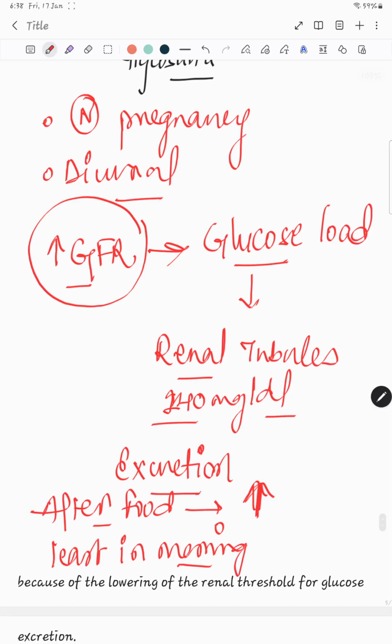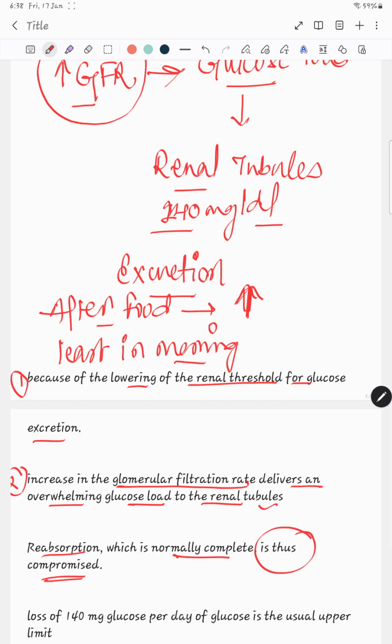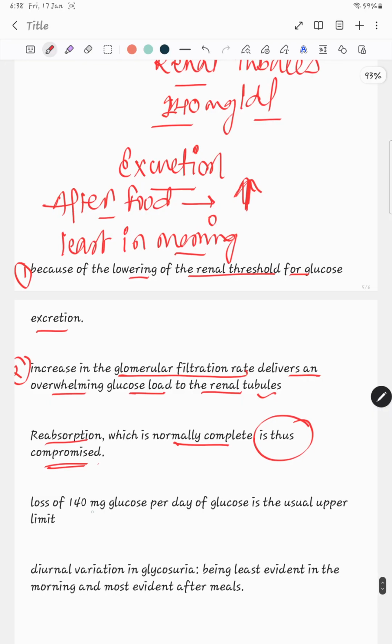So, because of the lowering of the renal threshold for glucose excretion, first, and second, the increase in GFR delivers an overwhelming glucose load to the renal tubules. Reabsorption, which is normally complete, is thus compromised. There is a loss of 140 mg glucose per day. This is normal and the upper limit, but in pregnancy it crosses this limit, and thus there is excretion. There is a diurnal variation in glycosuria, being least evident in the morning and most evident after meals.